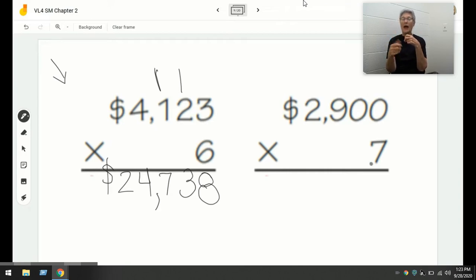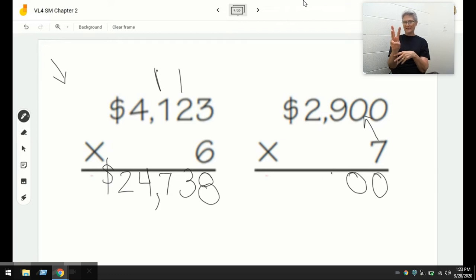Now let's go ahead and work on our next problem. We're gonna, again, go ahead and start. You have to start in your ones column, just in case you need to regroup. We've got 7 times 0 is 0. Now I'm gonna go ahead and do the next 0. 7 times 0 is 0. 9 times 7, ooh, you guys know what 9 times 7 is? 9 times 7 is 63.